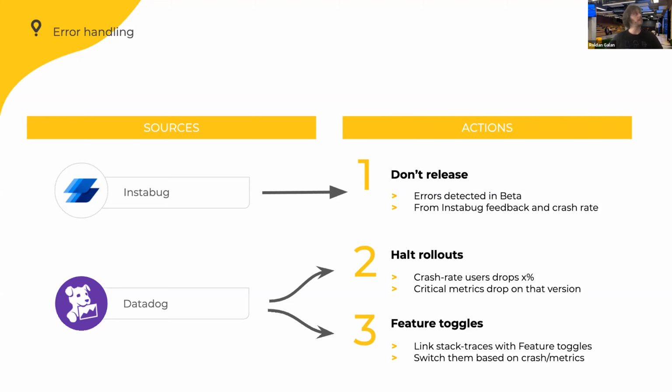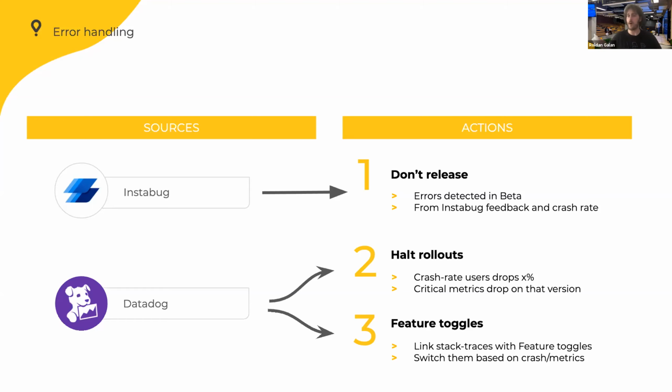So we were thinking about different ways, and as we were mentioning, we have two cycles. We have first the beta, and if the beta is stable, we release on Monday. So why don't we check the status of this beta? Why don't we check if we have bugs or the crash rate drops by a certain percentage, and just stop the release and jump into human interaction? And on the other side, once the app is released, if we detect a critical metrics drop or a crash ratio drop, we could just halt the rollout.